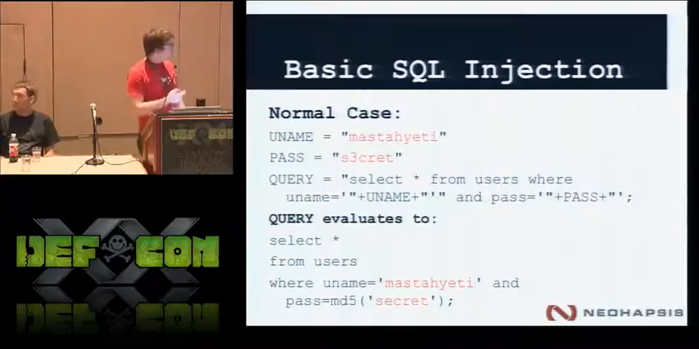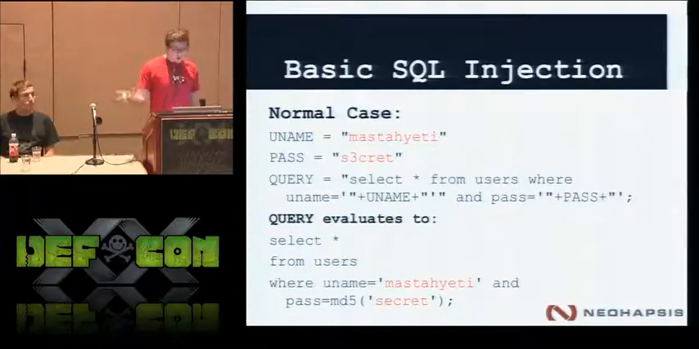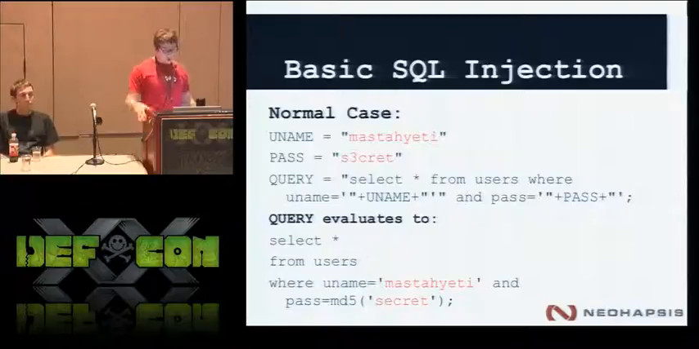So let's go ahead and walk through basic SQL injection, right? We've got some pseudocode up here. Have the username mask the Yeti and the password secret, right? We kind of imagine this query is going to select everything from the users table where username is the username and password is password, right? And so the query evaluates, and this is generic, database agnostic we're talking about here. So we have, select star from users where username is mask the Yeti and password is secret.